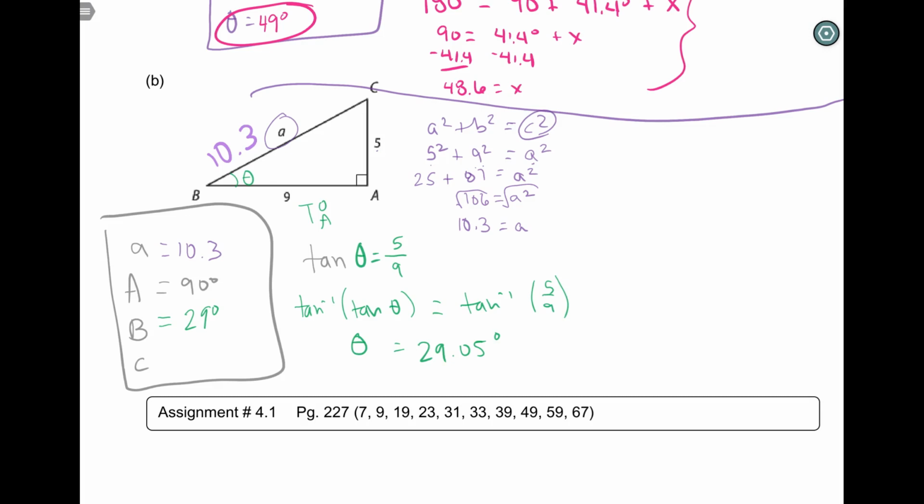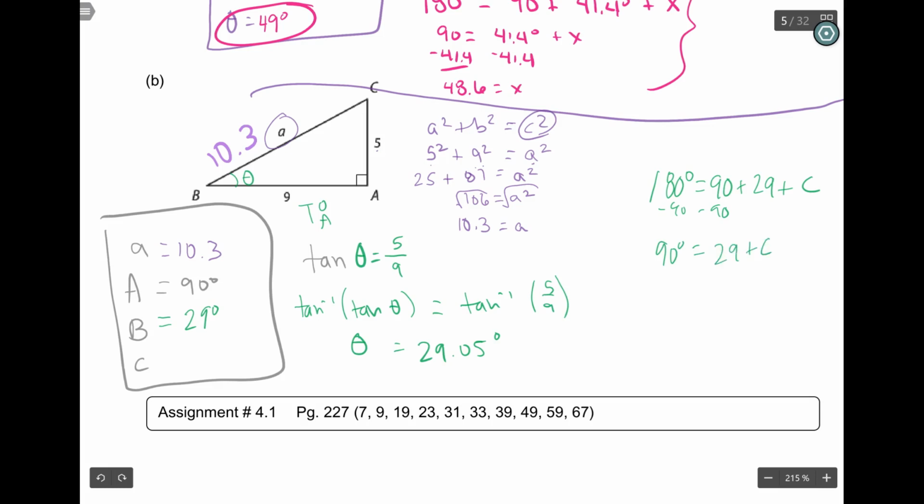And then, of course, since I'm lazy, I say the total degrees in a triangle is 180. So it's equal to 90 plus 29 plus the angle C. Get C by itself. Let's see. Let's do one step at a time. Normally I don't do this. 90 degrees equal to 29 plus C. Subtract 29 on both sides. Our last angle is going to be equal to 61 degrees. Does that make sense? 60, 70, 80, 90. Cool. 61 degrees.